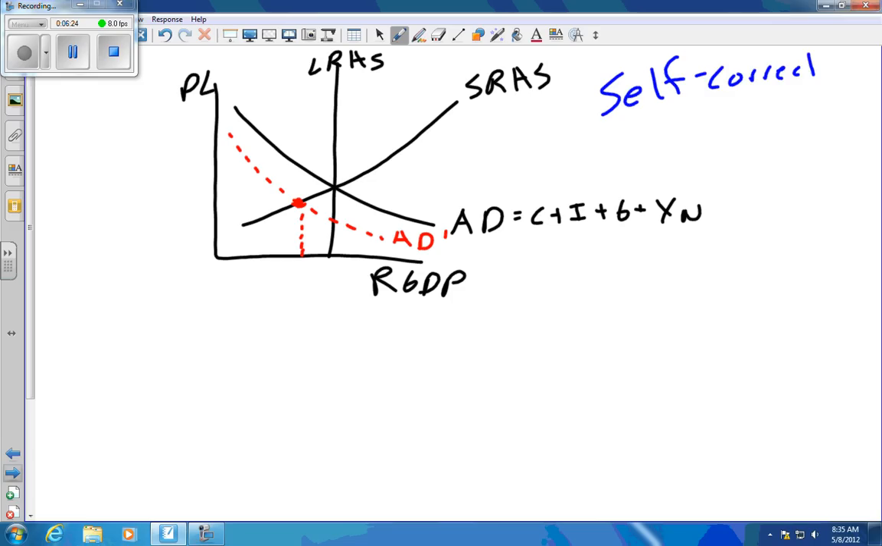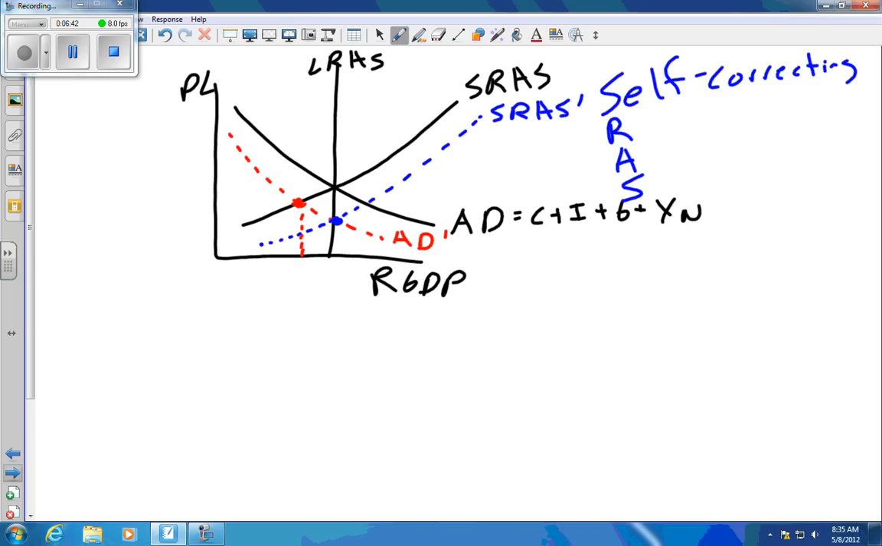Okay? And anytime there's a self-correcting economy, you are going to shift the short-run aggregate supply curve. Okay, and you're going to shift it back to homeostasis or back to its full employment rate. This is where it wants to be naturally. And so you would shift back here. Now, why is it doing that?